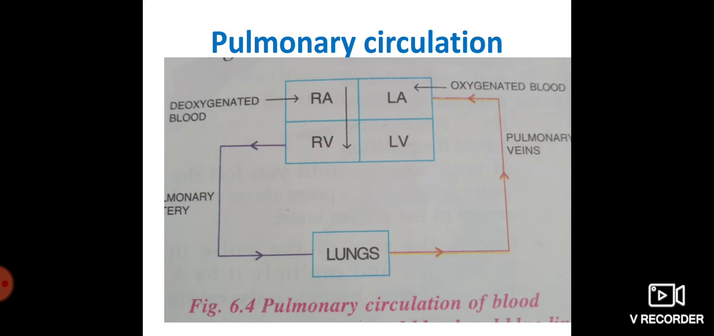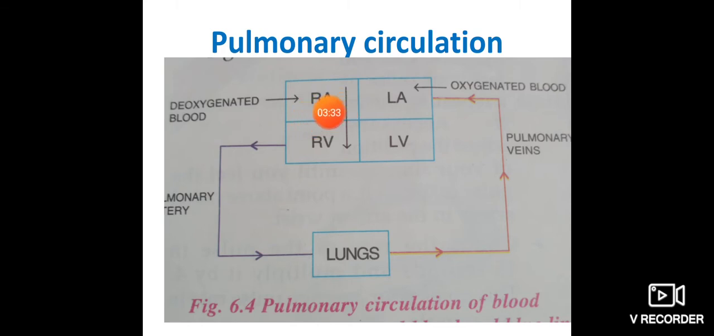In the lungs, carbon dioxide is removed, and oxygen is added to the blood. That addition of oxygen into the blood is called oxygenation. So from the lungs, oxygenation takes place. Okay. So from the right side, we know that the right auricle receives. Here, a diagrammatic representation of pulmonary circulation is given.